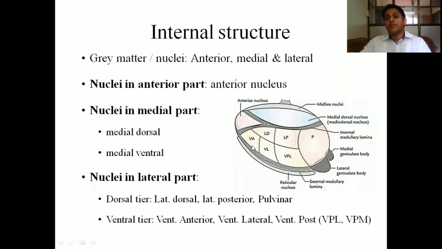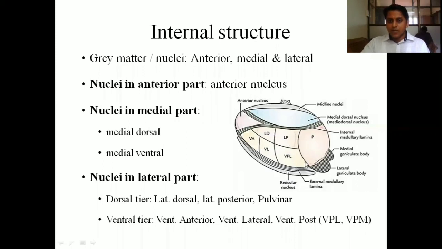Now we have to categorize it further, as all the many sensory fibers relay at this particular area. So we have to categorize into different segments. They are further categorized as the dorsal tier. It has the pulvinar, the larger area, and it is divided as lateral dorsal and lateral posterior. It is on the dorsal side and on the lateral side, so it's lateral dorsal. But this is the one more which is on the posterior side, so this is lateral posterior. Okay, so the dorsal tier includes these three: lateral dorsal, lateral posterior, and the pulvinar.